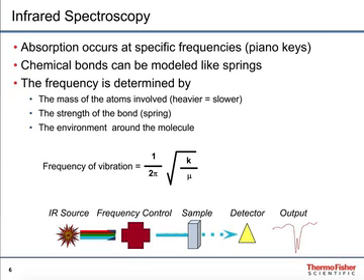And those frequencies are determined by the mass of the atoms, the strength of the bonds, and the environment around the molecule. In short, the frequency is proportional to the square root of the strength of the bond, K, divided by what's called the reduced mass, mu. So as the mass goes up, the frequency goes down. As the spring constant goes up, the strength of the bond, in other words, increases, the frequency would go up.